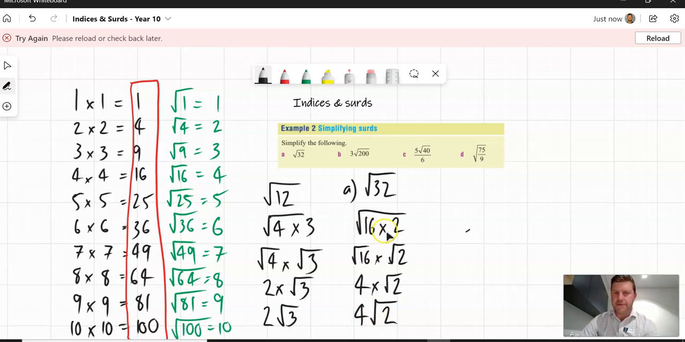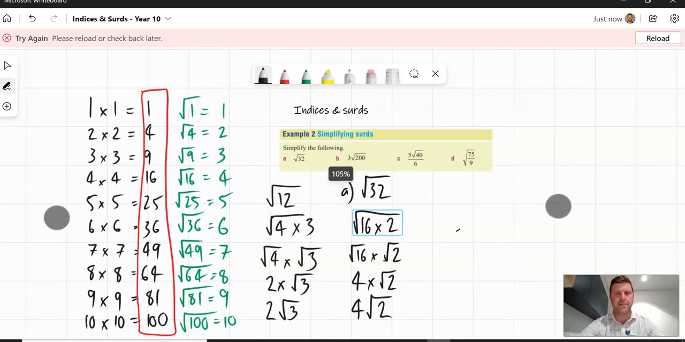I could have chosen 4 times 8, but it would have meant that I would have had to simplify the square root of 8 even further, and I would still have got eventually to 4 root 2. What you want to try and do is find the highest square factor of that surd. In this case it was 16. That's the highest square factor. Okay?